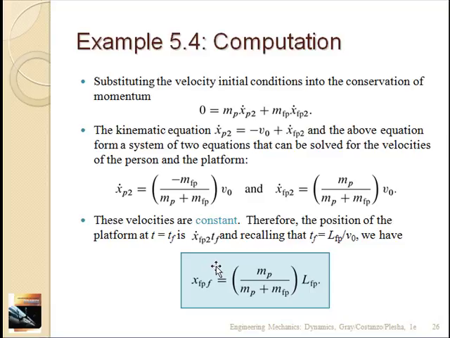Okay, but then the time it takes to do this is L over v naught. So we can solve for that from this and this. All right. We put all that together and it says the x for the person when he just reaches the end of the boat is M over MP plus MFP times the length of the boat.